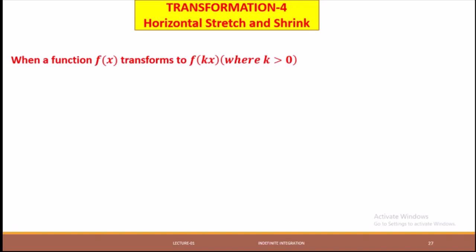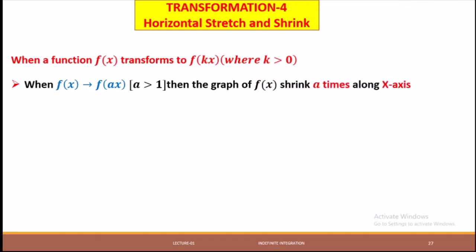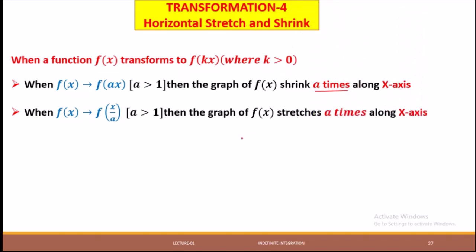So when does it stretch and when does it shrink horizontally? Let us try to understand. So when f of x transforms to f of ax, where a is greater than 1, then the graph of f of x shrinks a times along the x-axis or in the horizontal direction. When f of x transforms to f of x by a, where a is greater than 1, then the graph of f of x stretches a times along the x-axis.